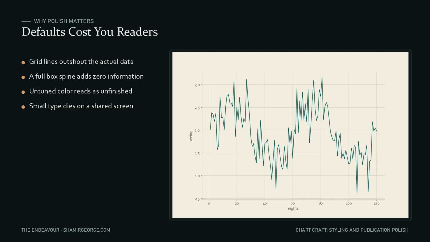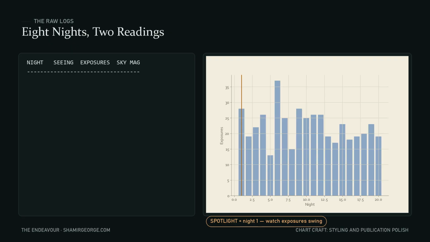A publication chart is the same numbers, deliberately dressed, so the eye lands on the finding instead of the furniture. 8 nights straight from the log. Seeing in arcseconds, exposures captured, sky brightness in magnitudes per square arcsec.